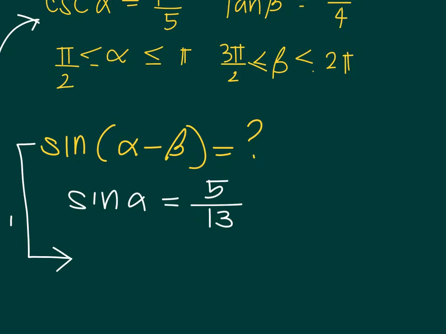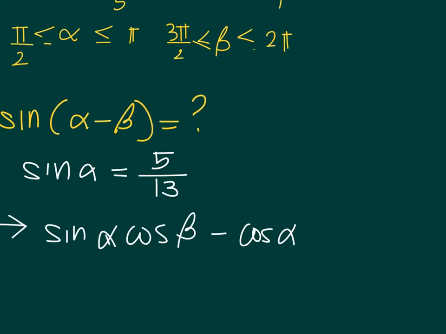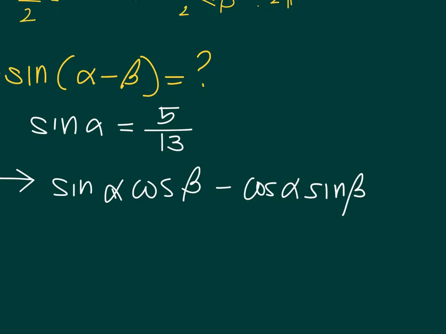Sine alpha cos beta minus cosine alpha and then sine beta. We just applied the identity. So from here, we just need to find the individual sine and cosine values. Sine alpha is already known. Right? It's 5 over 13. But what is cosine beta, cosine alpha, and sine beta?